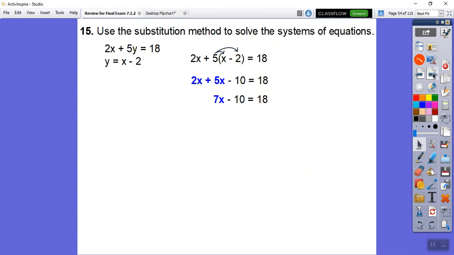2x plus 5x is 7x. And then we'll go plus 10 to both sides, and we get 28. And 7 goes into 28 four times. Okay, not done. We've got to figure out y.